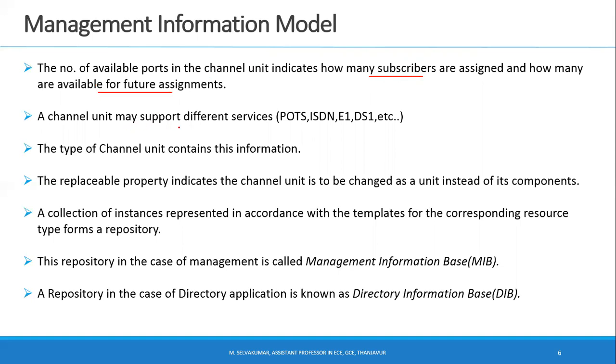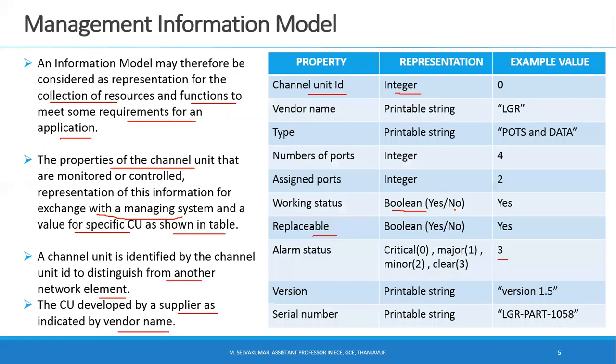A channel unit may support different services, such as ISDN, integrated services digital network, E1, and the digital subscriber line. The type of channel unit contains this information. The replaceable property indicates the channel unit is to be changed as a unit instead of its components.